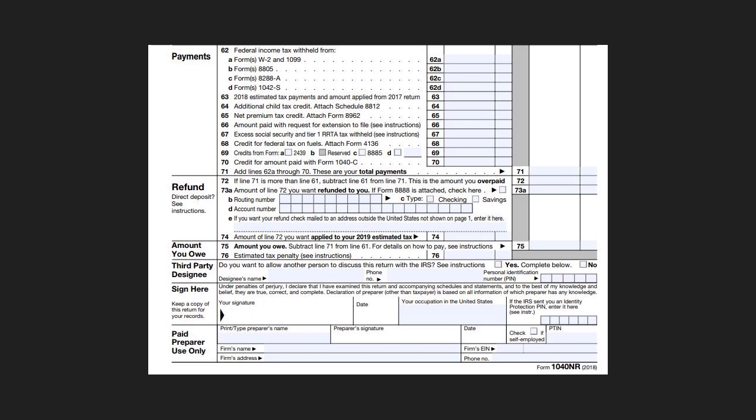And then you'll sign below, and the third party designee is someone that you allow, like a power of attorney or a tax return preparer, to speak to the IRS on your behalf. And then if you used a service, you'll have the paid preparer on the bottom. They'll put in their information, their EIN number and phone number, that type of stuff.